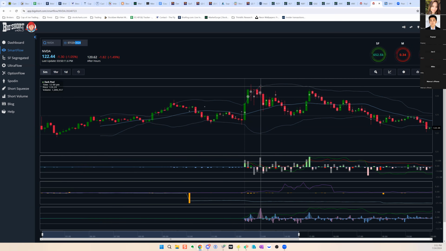Let's just talk about the money here. 124.24. If you're kind of late and you take it all the way down to 122, and then you saw what it did today, CrowdStrike did the same exact thing.